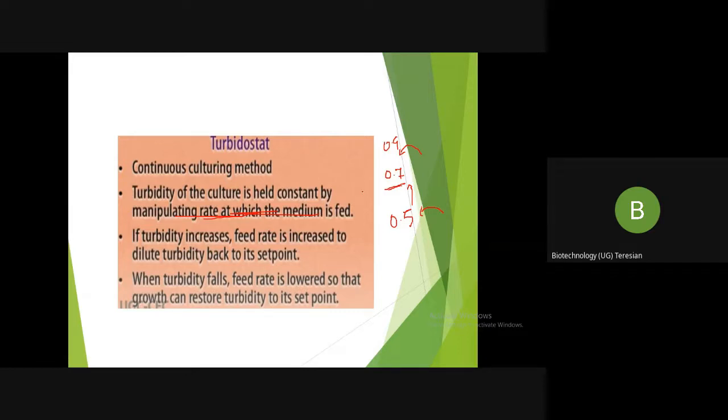So I am maintaining the turbidity. What is turbidity? It is your microorganism there. The turbidity of the culture is held constant by manipulating the rate at which the media is fed, whether I have to increase or decrease the rate of the media to achieve the optimum turbidity.